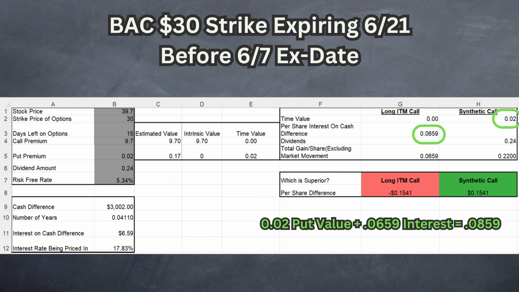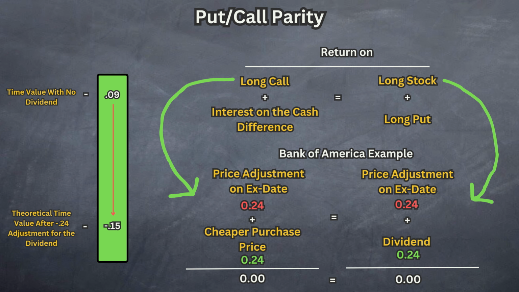If this amount is less than the dividend, then early exercise is optimal. Essentially what's happening is you have a call that should have negative 15 cents of time value before the X date, but arbitrage prevents that from happening. The left side of the put-call parity formula could only price in 9 cents worth of the dividend by reducing the time value of the call by that amount. Then on the X date, it will only go up by that 9 cents instead of the 24-cent dividend.